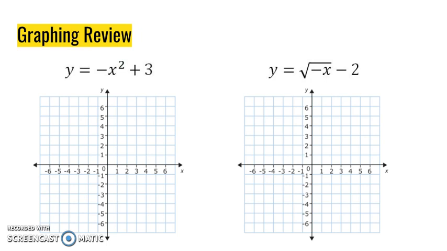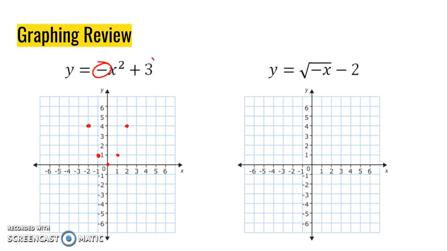I've got y equals negative x squared plus 3. Okay, what kind of a parent function is that one going to be? Well, if I'm seeing x squared, remember x squared is our parabola. So our parent function starting out for this is (0, 0), (1, 1), (2, 4), (-1, 1), and (-2, 4). Okay, now some things are happening to this parabola here.